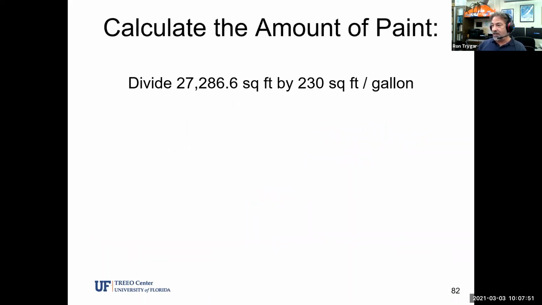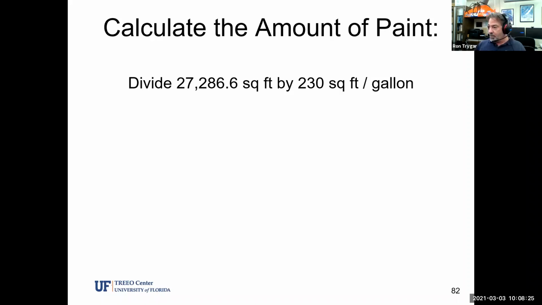Calculate the amount of paint. So we had 27,286.6 square feet to paint. And the Tnemec company's brochure for the paint that we're buying says that if we do a medium coat, then 1 gallon could cover 230 square feet. So how many gallons do we need? So we're going to divide the total square feet by the 230 square feet per gallon. So I've got that on my calculator, divide by 230.